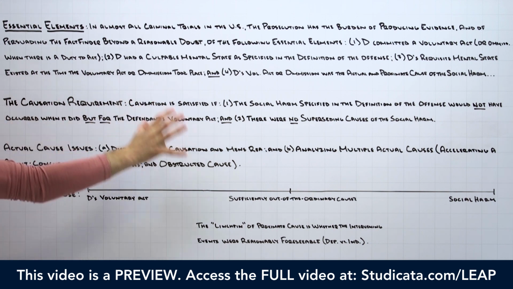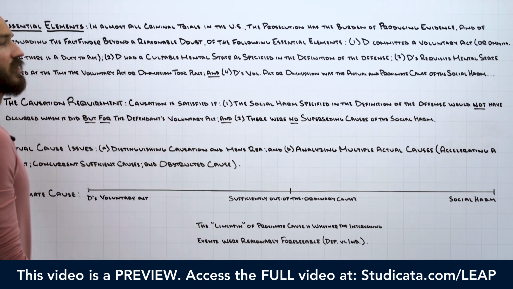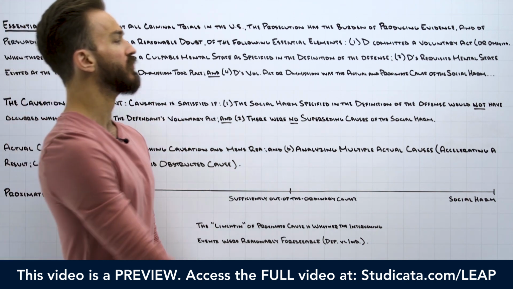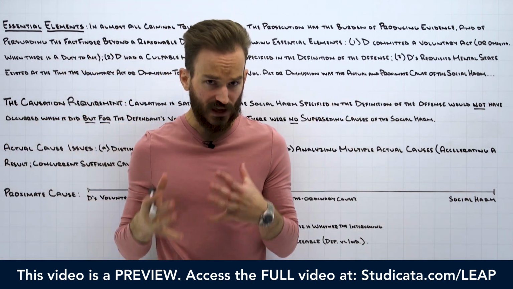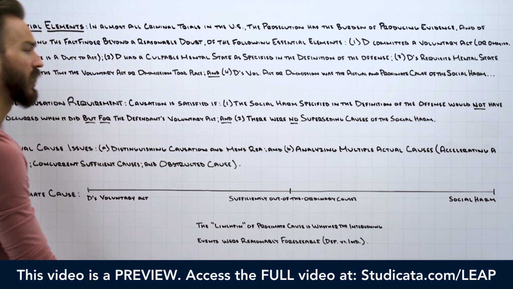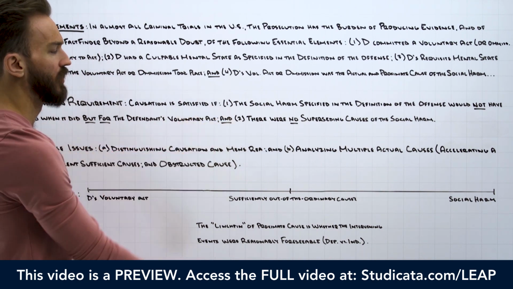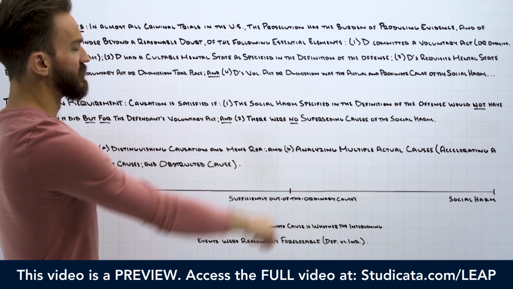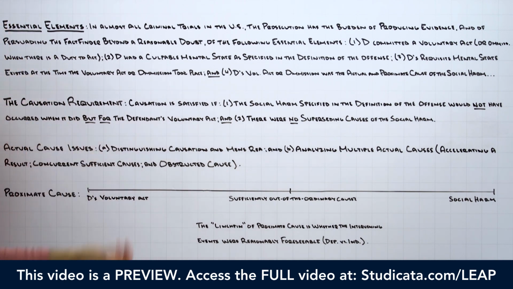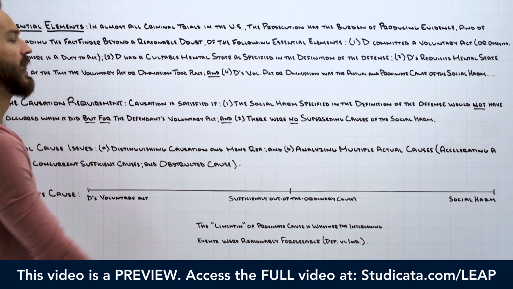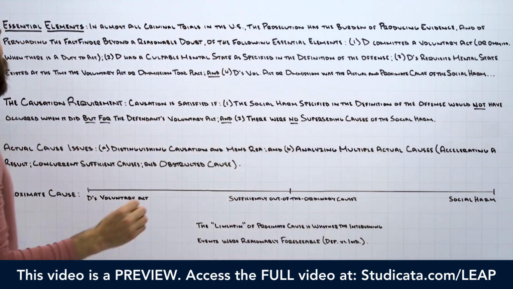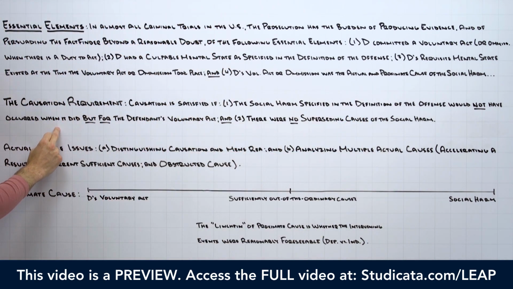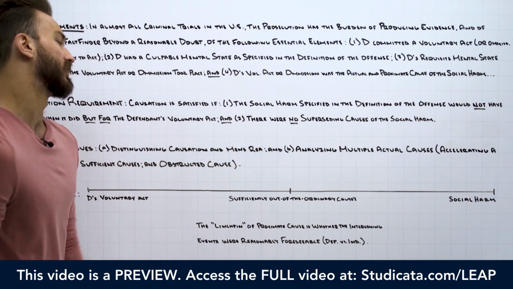So how do we ultimately analyze causation? Remember, the prosecution has to prove both actual and proximate cause. So we're going to break each of these down. Actual cause we have here as our first element, and proximate cause here as our second element. So we say causation is satisfied if the social harm specified in the definition of the offense would not have occurred when it did, but for the defendant's voluntary act.